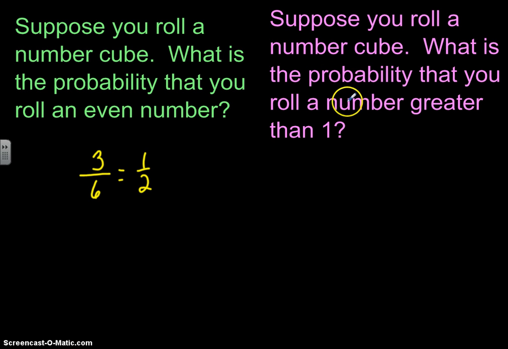Suppose you roll a number cube. What is the probability you roll a number greater than 1? Favorable outcomes would be 2, 3, 4, 5, and 6. That's 5 numbers. How many total numbers do I have on the number cube? 6. So the probability is 5/6.